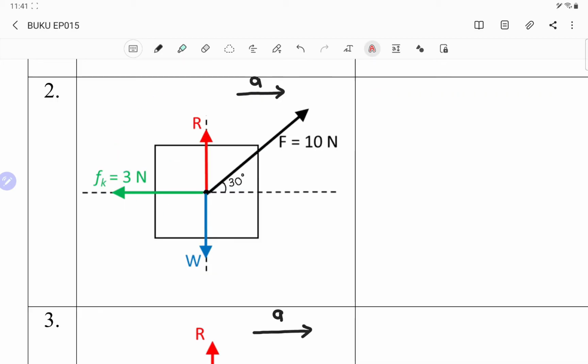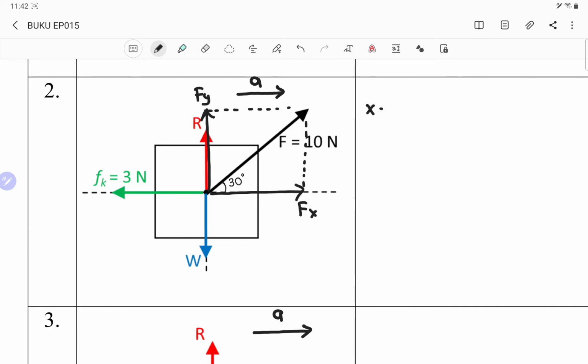Then diagram number 2, we have 4 vectors also. But then for the force, dia berada di antara paksi X dan Y. So we need to resolve this in order to write the equation for X component and Y component. Okay, so resolve it. We will get Fx here. And then Fy is here.